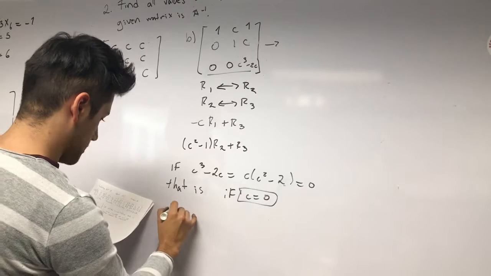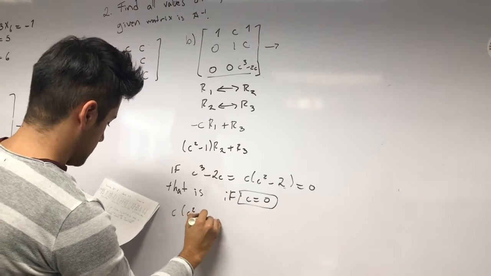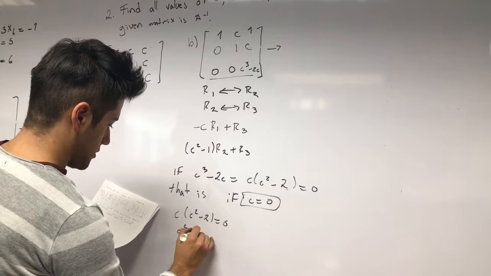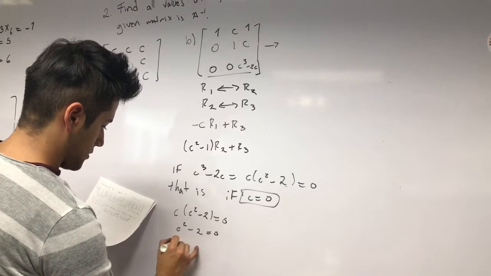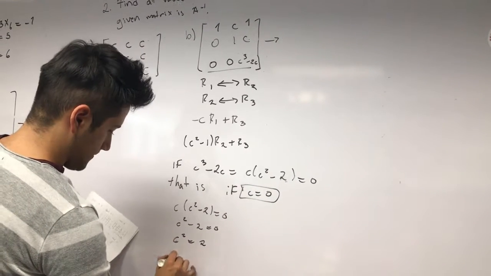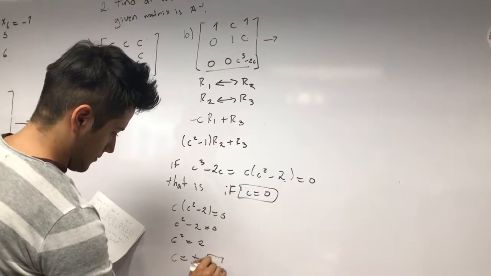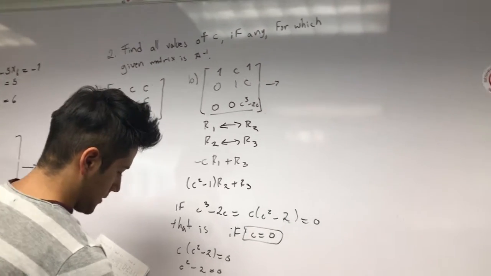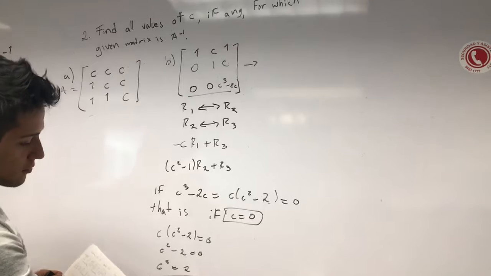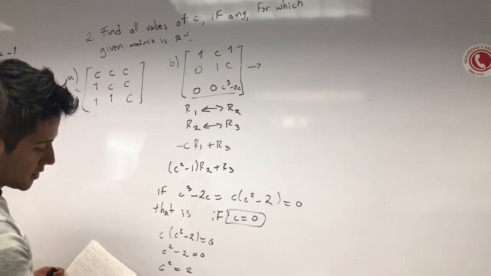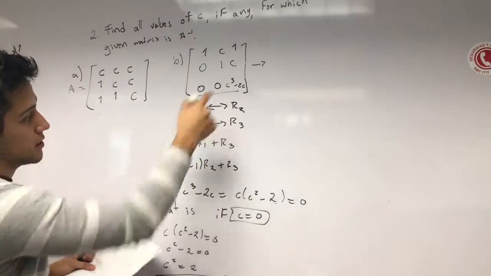And also, solving this equation, we find that C equals the square root of 2 or its negative. Otherwise, this matrix can be invertible.